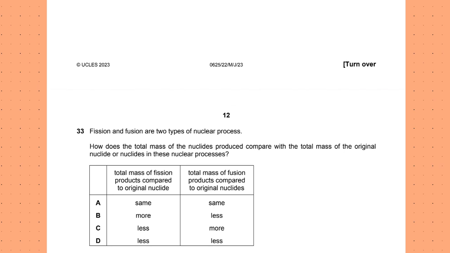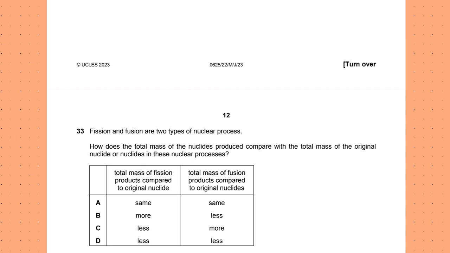Fission and fusion are two types of nuclear processes. How does the total mass of nuclides compare with the total mass of the original nuclide or nuclides in these nuclear processes? So total mass of fission products compared to original nuclide, total mass of fusion products compared to original nuclides. So in fission, what happens is you have something breaking up into basically smaller nuclei, right? So in fission, the mass of the products is less as compared to the nuclei because it's simply breaking up.